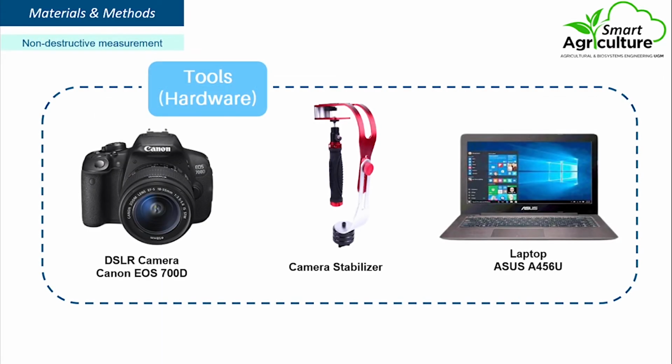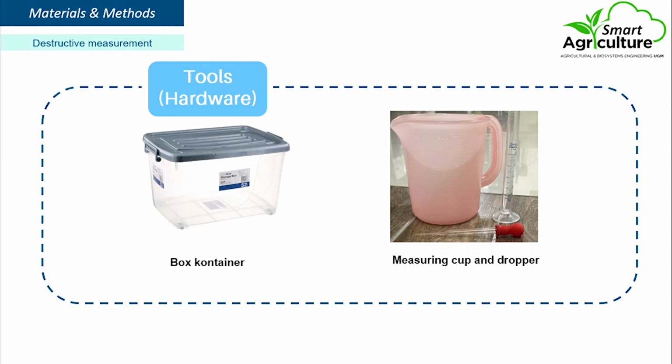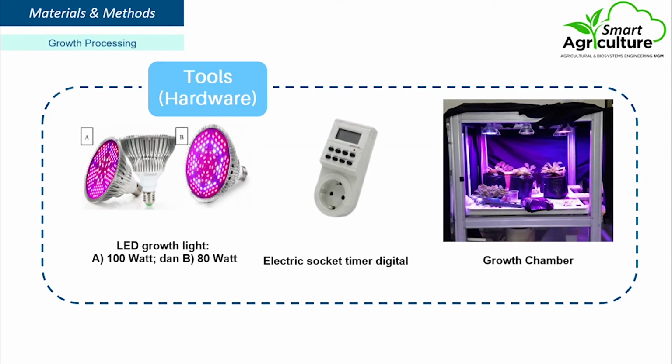This is the hardware used for non-destructive measurement. They are a DSLR camera Canon EOS 700D, camera stabilizer, and laptop. And then, this is the hardware used for destructive measurement. They are a box container, measuring cup, and dropper. This is the hardware used for plant growth. They are an LED growth light, a digital electric socket timer, and a growth chamber.